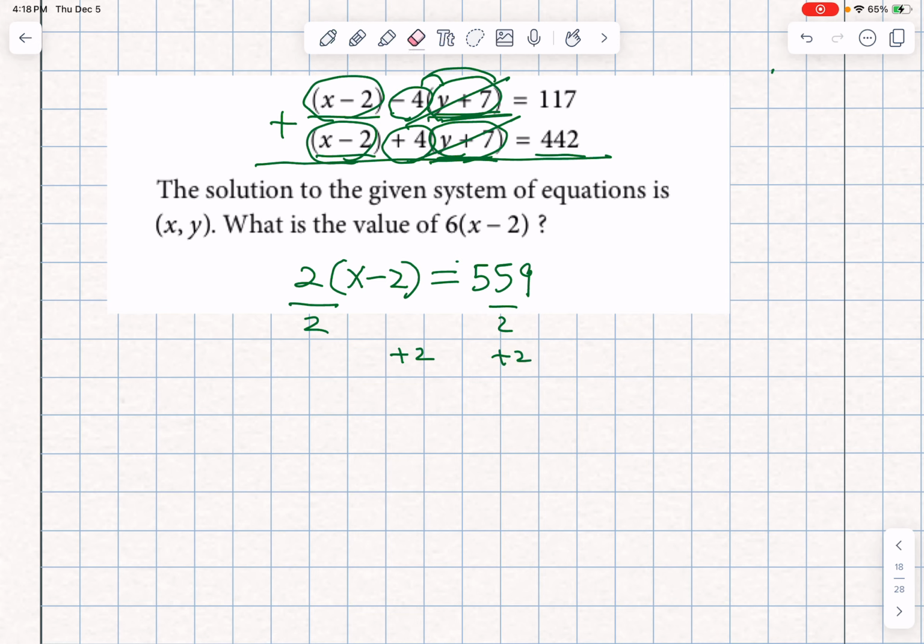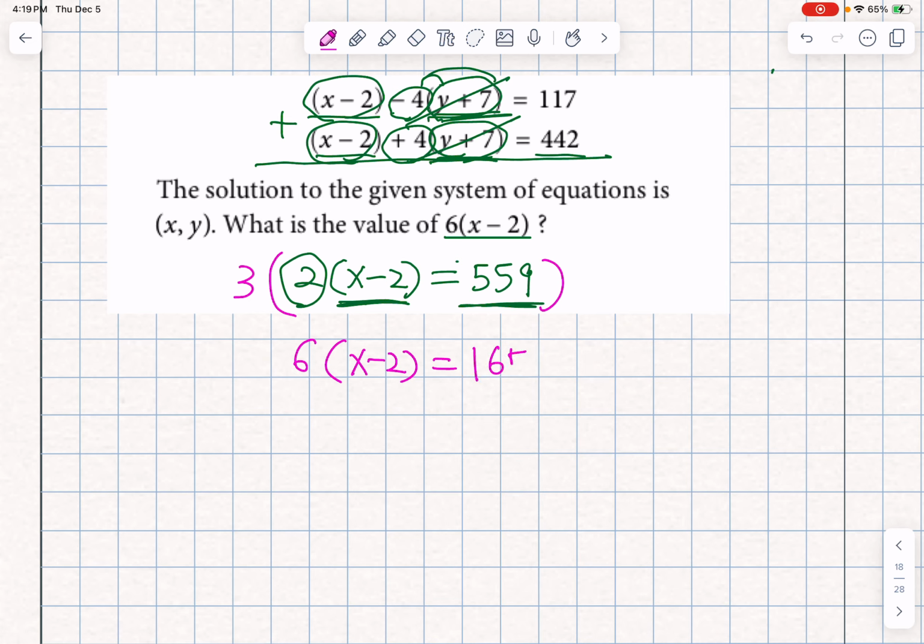But in this one, they don't ask you about the value of x. They're asking about the value of 6 times (x minus 2). We know 2 times (x minus 2) is 559. To find 6 times (x minus 2), we need to multiply the whole thing by 3. In that way, you have 6 times (x minus 2) equals 559 times 3. You will get 1677. So the answer for 6 times (x minus 2) will be 1677.